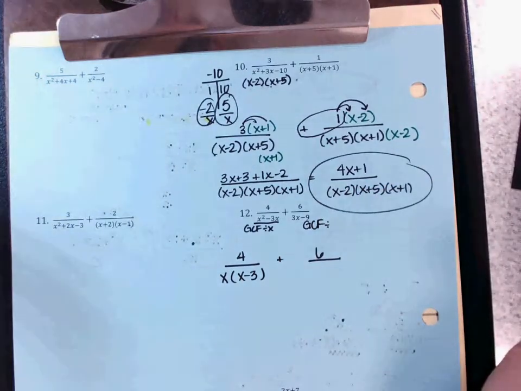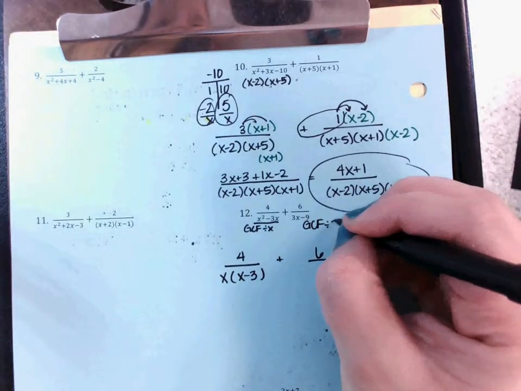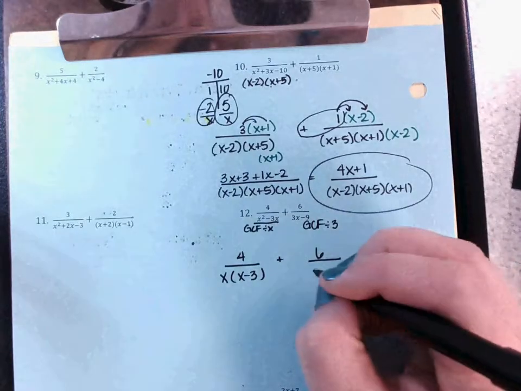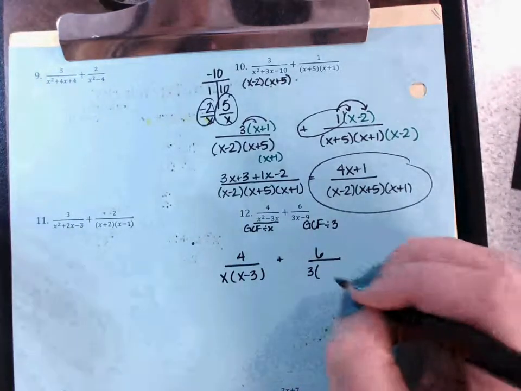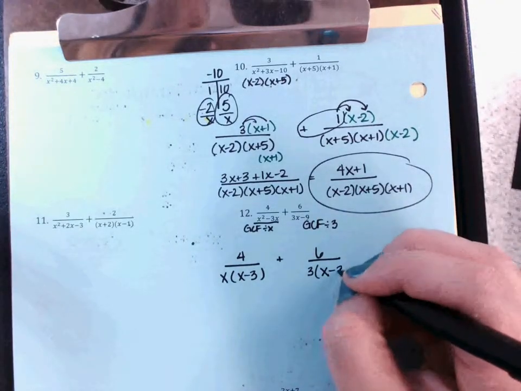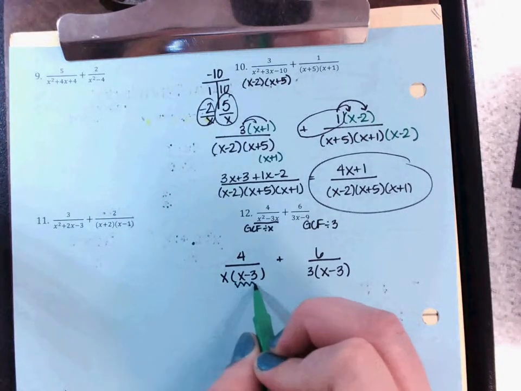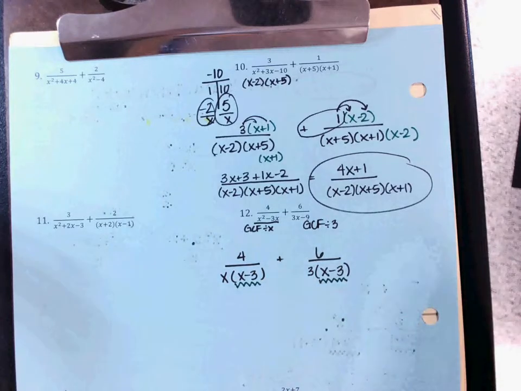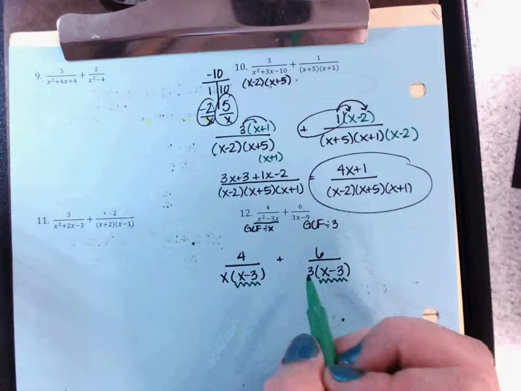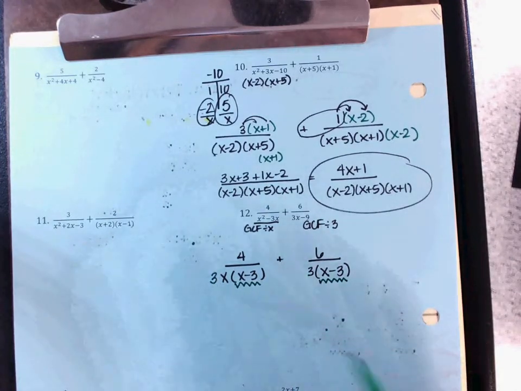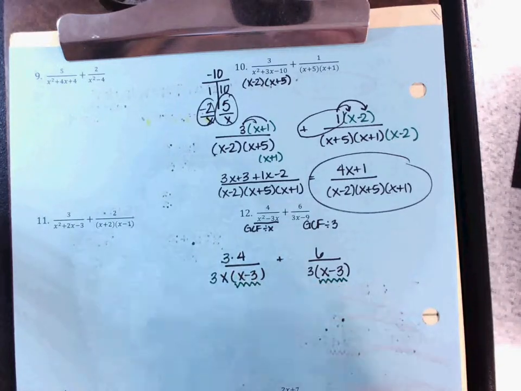Okay, then on my second one, what can I do on that one? What can both of those divide by? 3. Good. And then when I take my 3 out, what's left over? X minus 3. Then you look at your denominators, see what matches and what you need to fix. So they both have the x minus 3. I don't have to fix that. Okay, but what does the first fraction need that the second fraction has? 3.